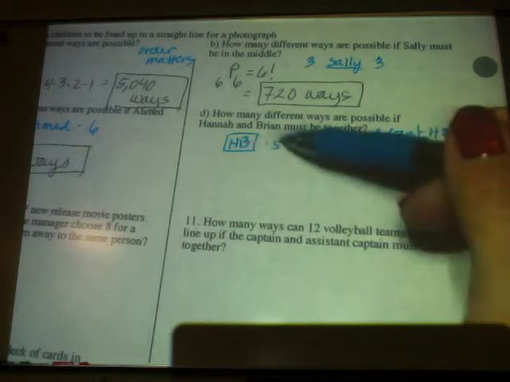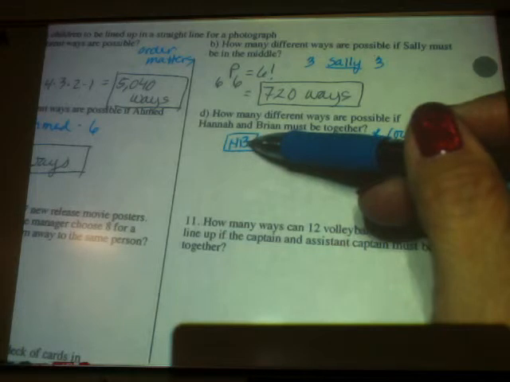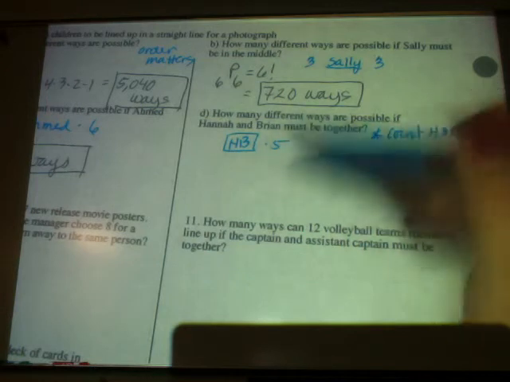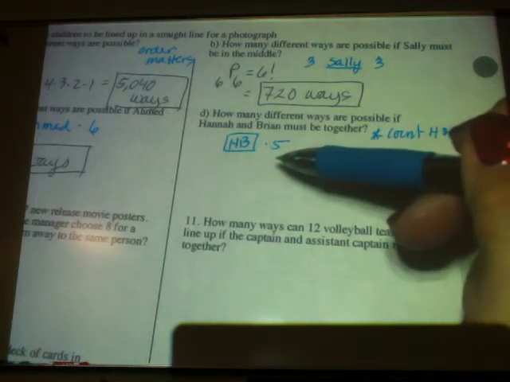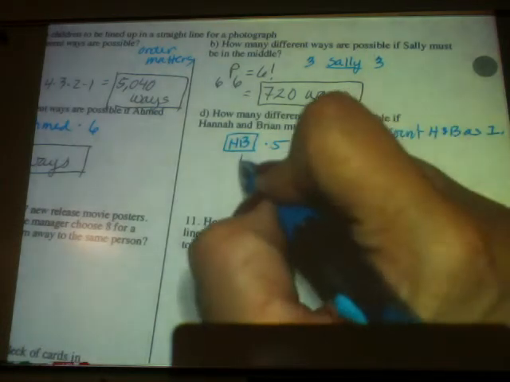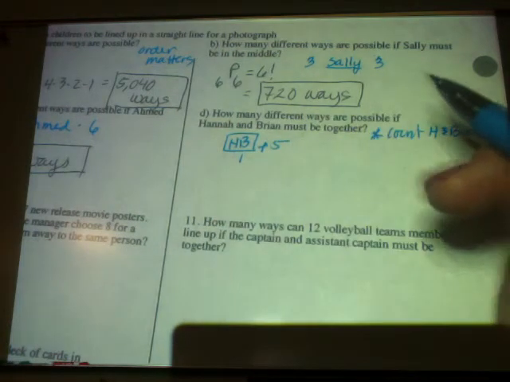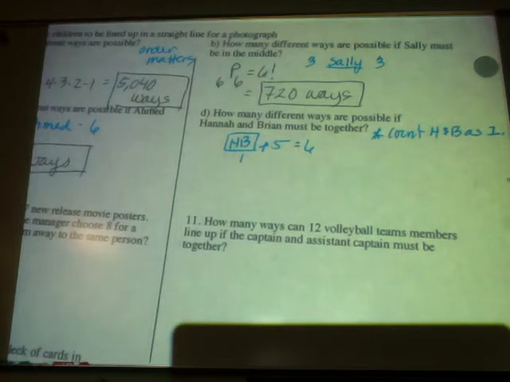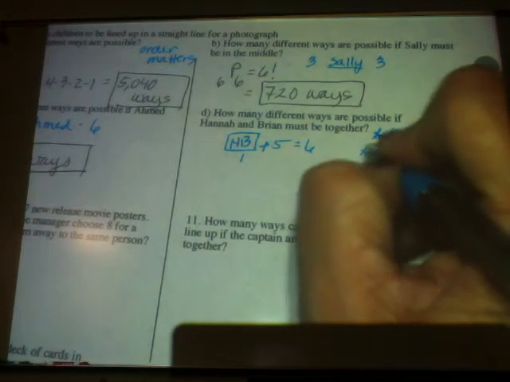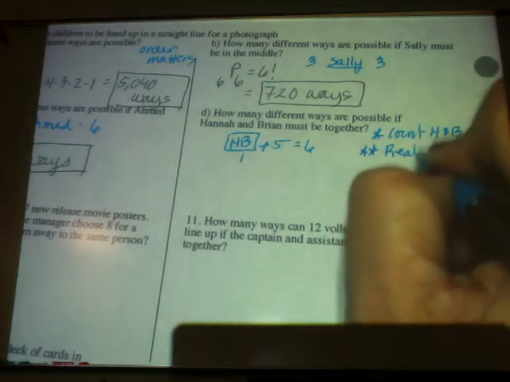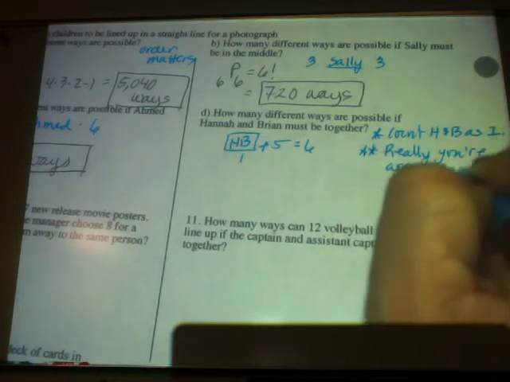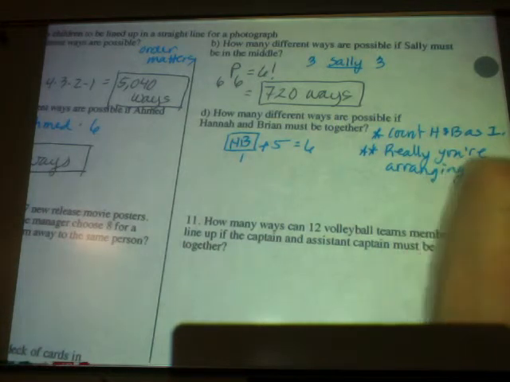Because Hannah and Brian can move, they don't have to be first, right? So because they don't have to be stationary, we're not really arranging five people. We're really arranging six people here, aren't we? Yeah, they could be first, they could be middle, they could be end, they could be second. So they count as one unit. So this is one plus the five more that we have to arrange. Doesn't that mean I'm arranging six units, so to speak, all together? So this is your second note: you're arranging six people, because we're counting Hannah and Brian as one.